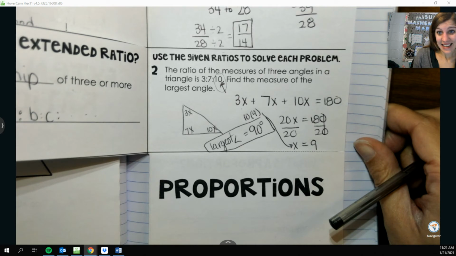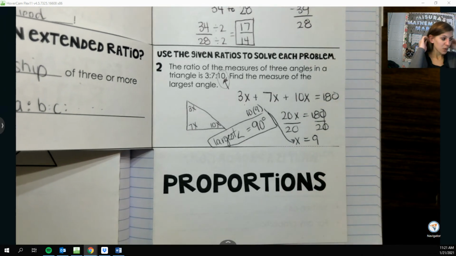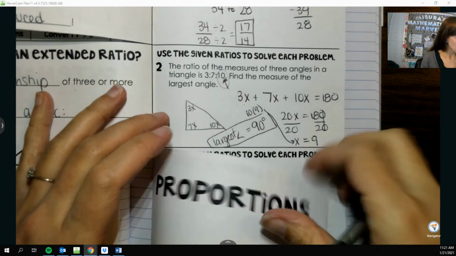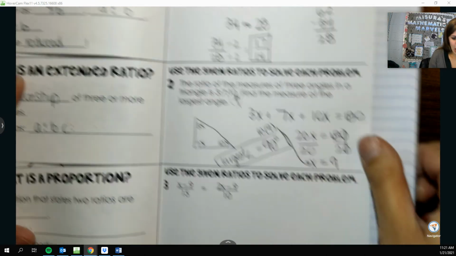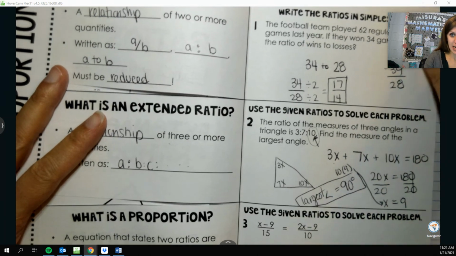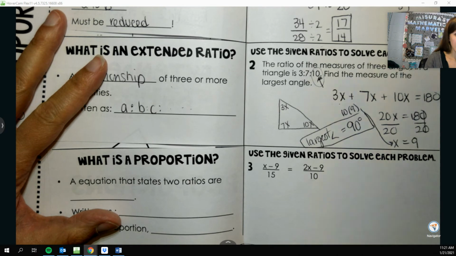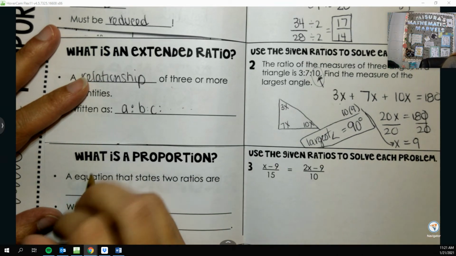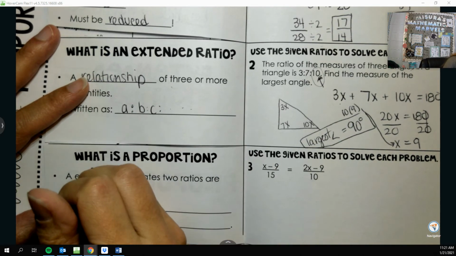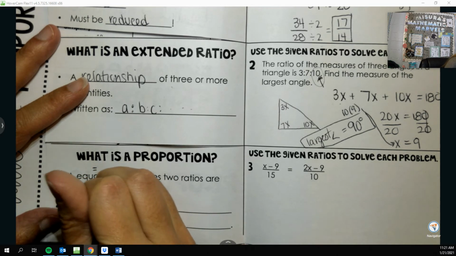Okay, last but not least, proportions. So a proportion is just where I take 2 ratios and say, y'all are equal, which hopefully is obvious that they're equal, but if not, then I might have to solve for some things. So a proportion, my desk is a mess, I'm so sorry, is an equation, so an equal sign, that states 2 ratios are equal.